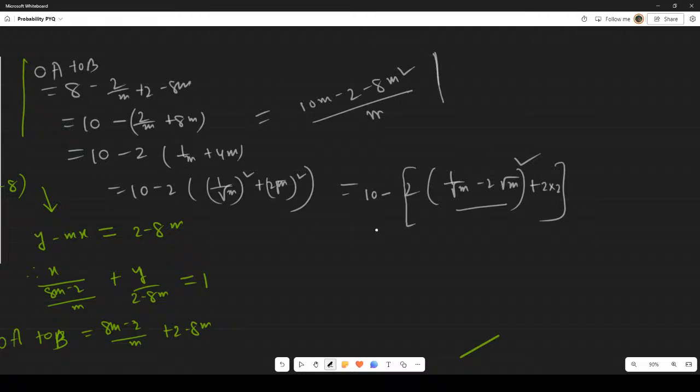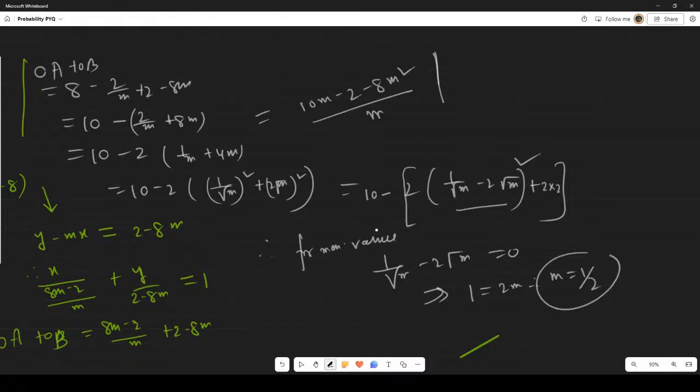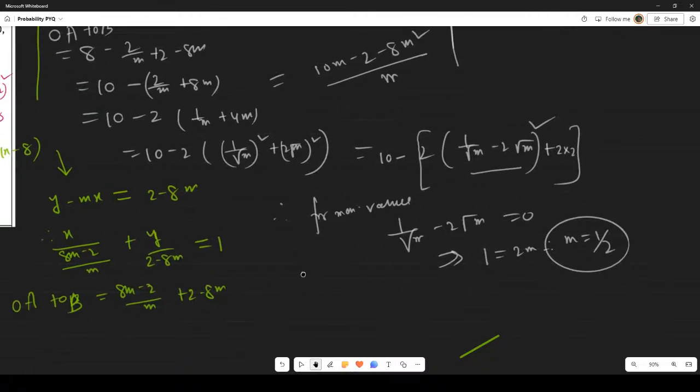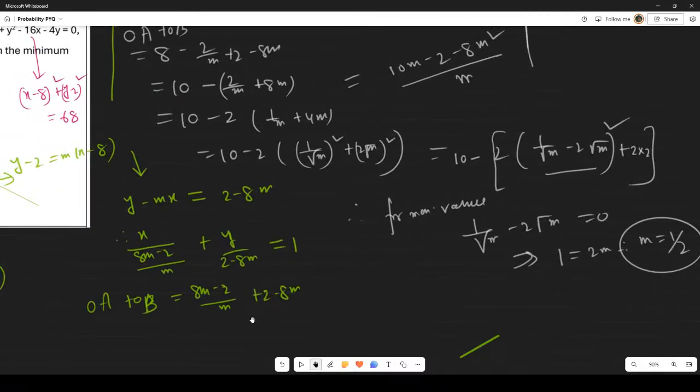How to find its maximum? Same concept. This also you can arrange like this. So therefore, for the maximum value, because a negative quantity is subtracted, we will get the maximum value when this part is 0. 1 equal to 2m, so m equal to half. If you get m equal to half, then what is the question? Put m equal to half over there.